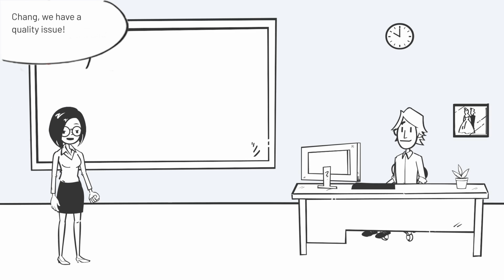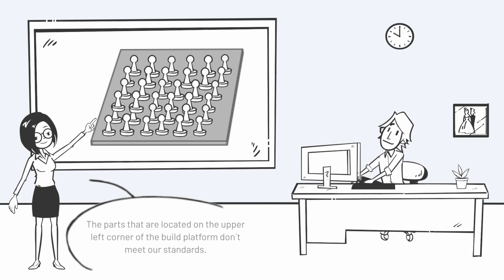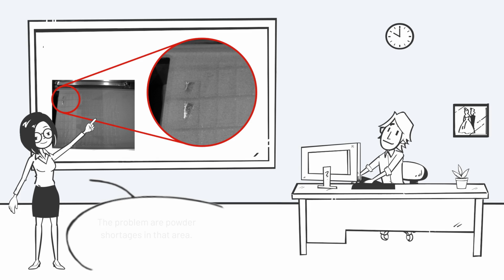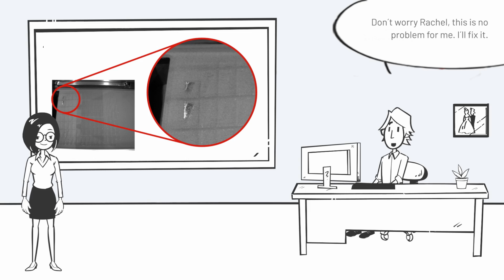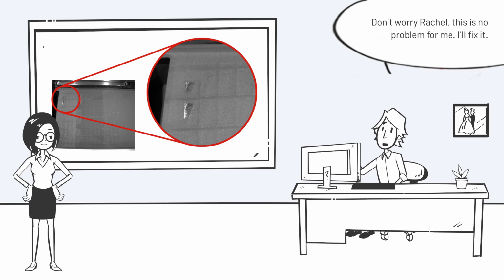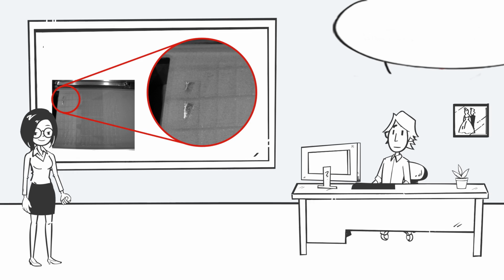Chong, we have a quality issue. The parts that are located on the upper left corner of the build platform don't meet our standards. The problem are powder shortages in that area. Don't worry, Rachel, this is no problem for me. I will fix it. I will just increase the recoating factor in EOS Sprint. No problem at all.